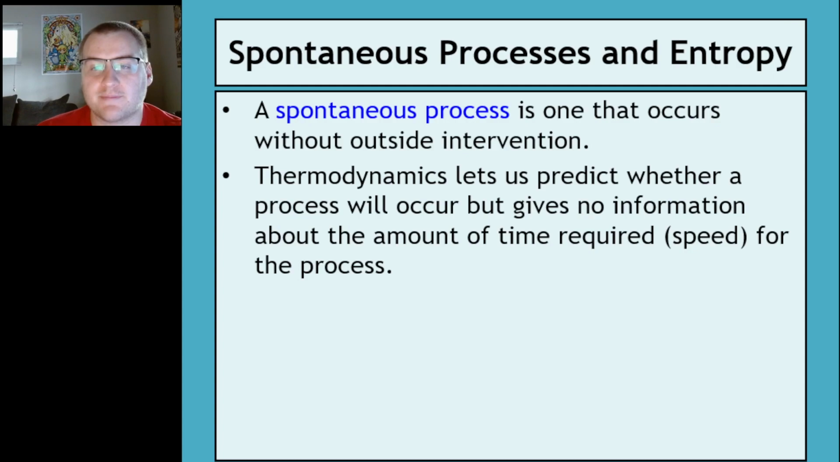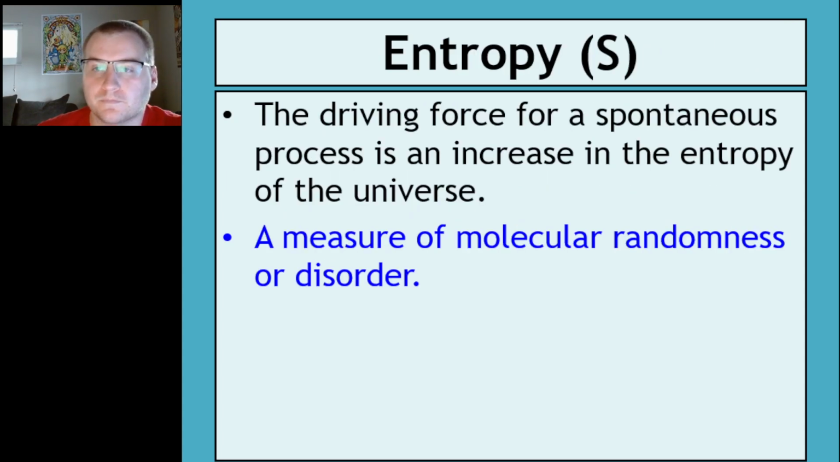A spontaneous process is one that occurs without outside intervention. It happens spontaneously. Thermodynamics lets us predict whether a process will occur, but gives no information about the time required for the process. That's what kinetics tells us, how long the reaction is going to take, if it's first or second order. So we can look at these things hand in hand to learn the most about our reaction possible.